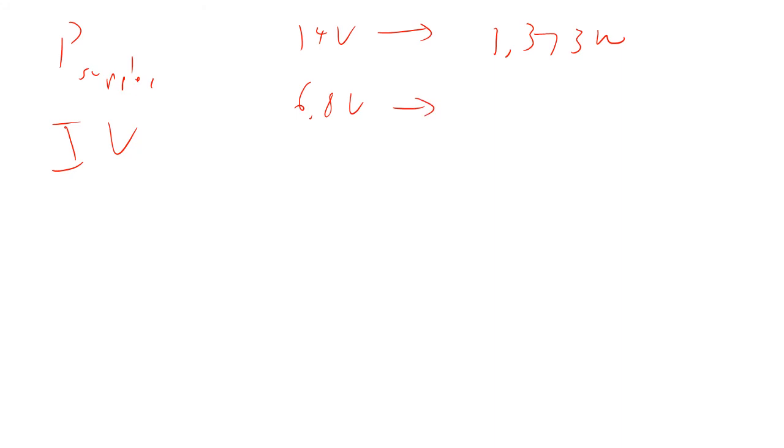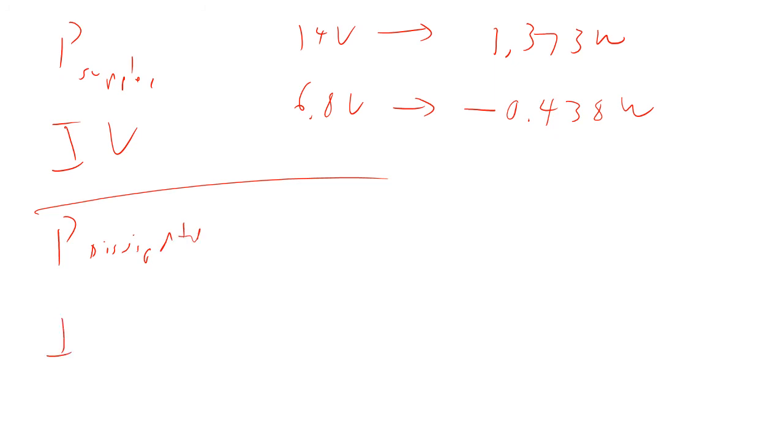Well, if I find out what's the power supplied, that's going to be I times V. So for the 14-volt battery, power supplied was 1.373 watts. For the 6.8-volt battery, current's going backwards through the battery, so it's negative power supplied. I'm charging that battery, 0.3438 watts.